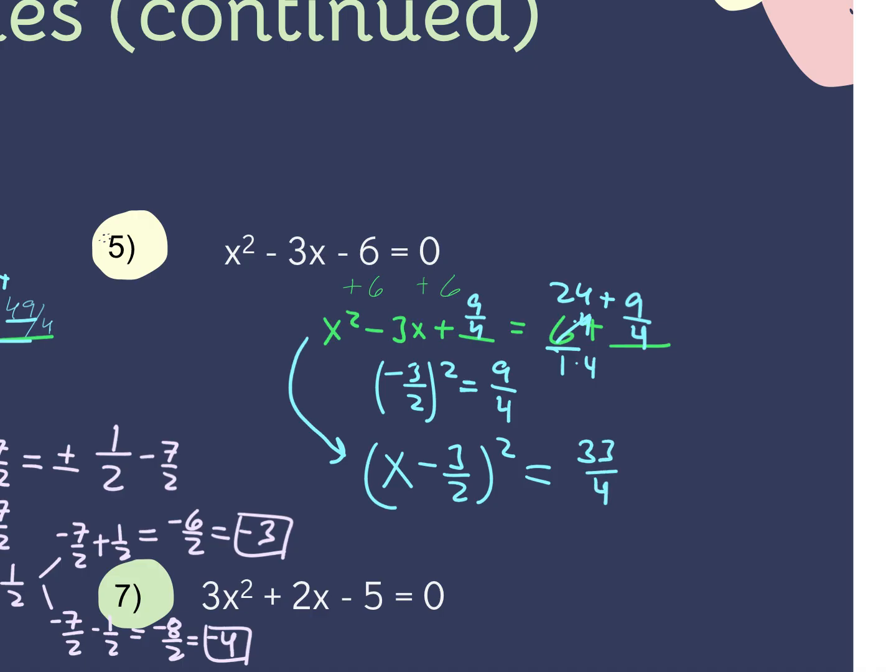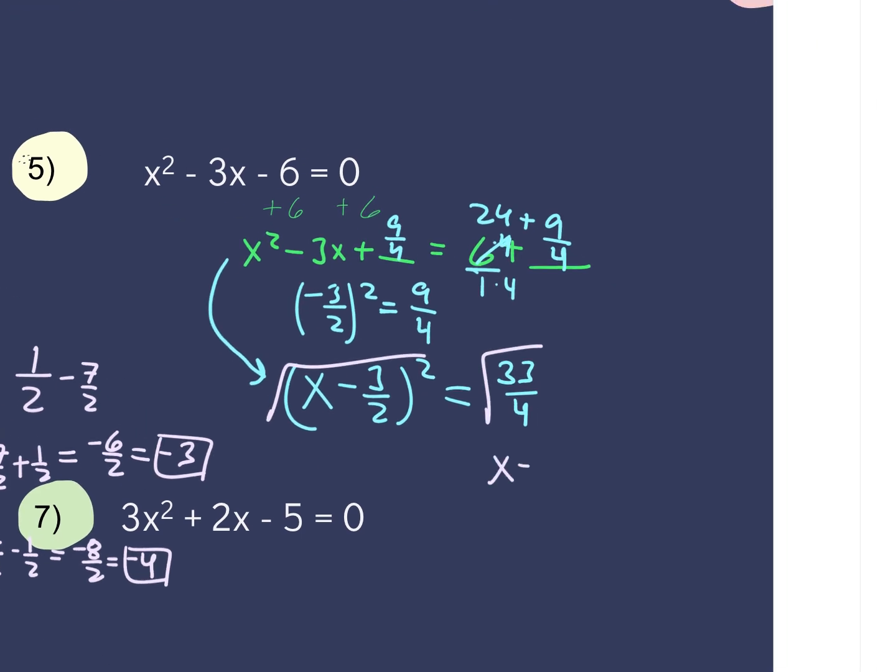All right, what can I do now to both sides? Good, square root. And so I get x minus 3 over 2 equals plus minus the square root of 33 over the square root of 4, which is going to get you 2. So you can square root the top, square root the bottom. Don't forget the plus minus. So far, so good?